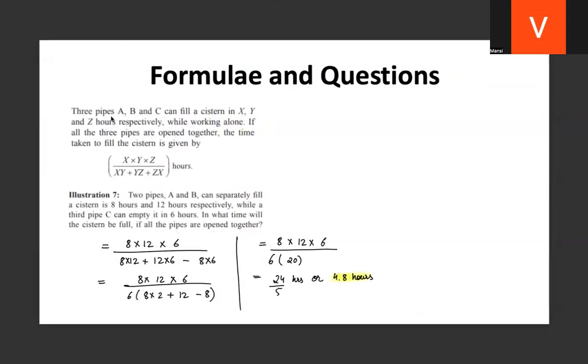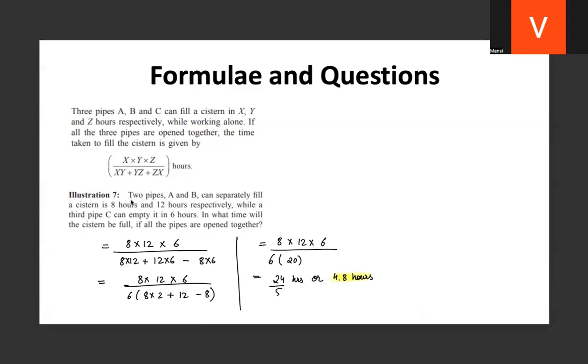Fourth formula is there are three pipes A, B, and C. They can fill a cistern in X, Y, and Z hours respectively while working alone. So if all the three pipes open together, time taken to fill the cistern would be this. So this is also a repeated formula again from time and work.